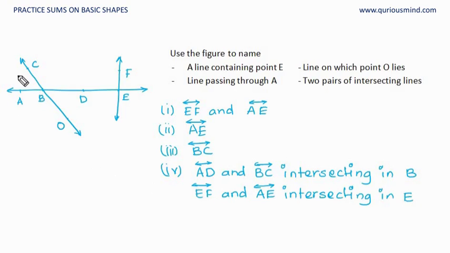So do you think CO and FE are intersecting lines? Yes, they are going to meet somewhere down here. So even these two lines are also intersecting lines. Though in this figure we don't see their intersecting point, but these two are also intersecting lines. So let's write them also. Let's solve the next one.